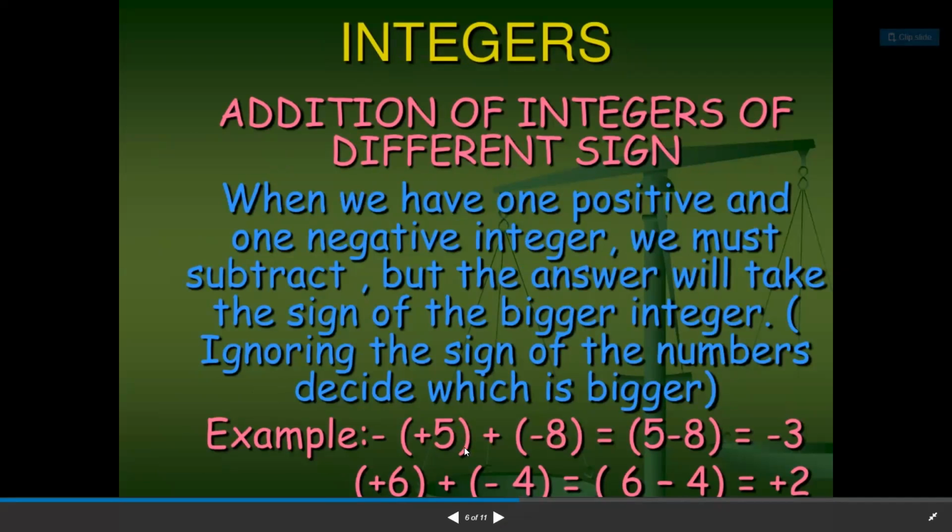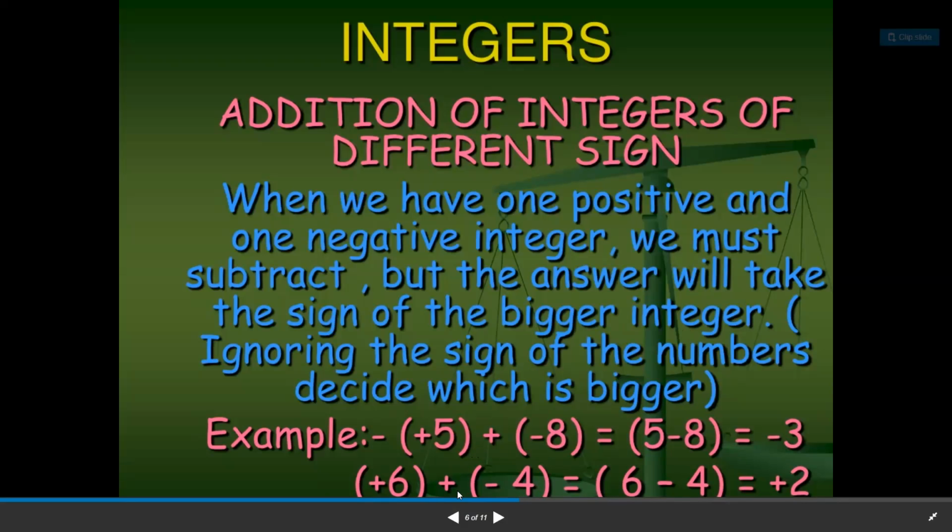For example, here you can see +5 and +8 with minus sign inside. That means 8 is the bigger number and minus sign is in front of 8. That's why we have to look finally, minus going. So the bigger number's sign will be considered while writing the answer at last. So we must subtract, and the answer will take the sign of the bigger integer. Ignoring the sign of the number, decide which is bigger. So you have to identify which one is bigger.